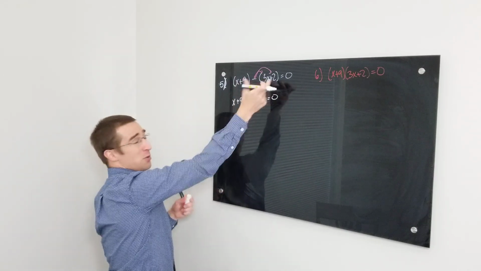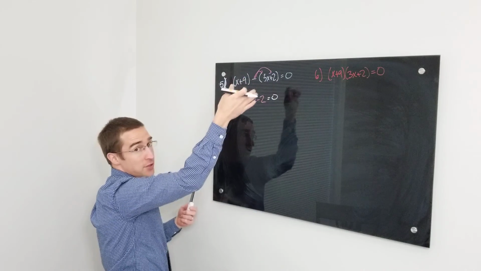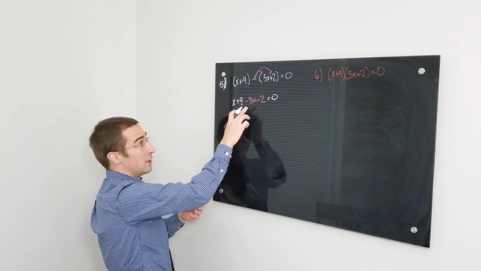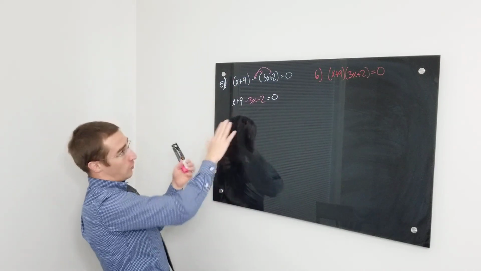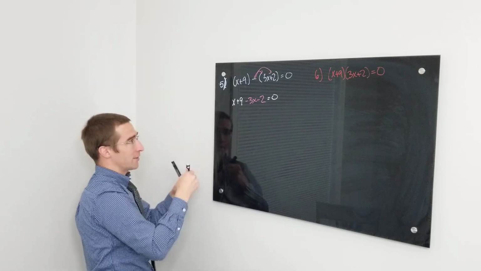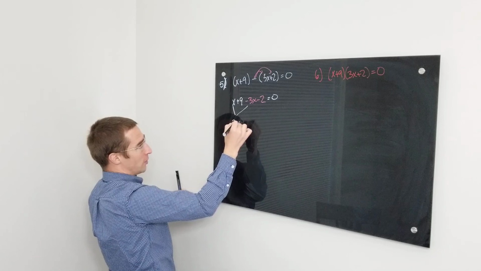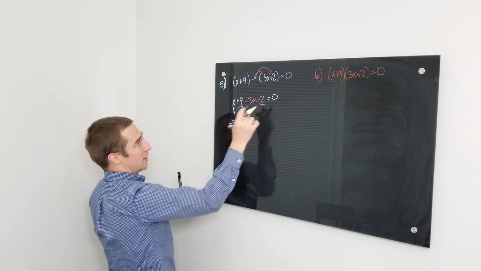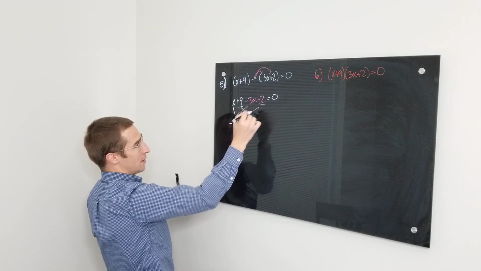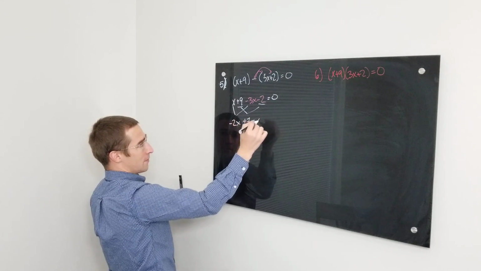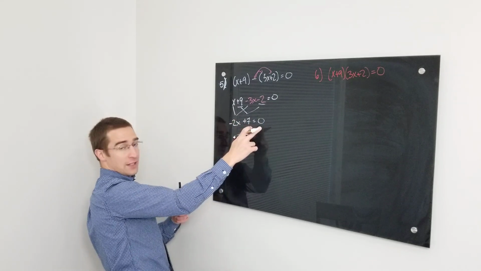If this was a plus, we would just keep those. It would just be like plus 3x plus 2. Because it's a minus, we distribute that negative. So now, look, it's an x and a minus 3x. We can combine those. We have 1 minus 3 is negative 2x. And then I have 9 minus 2, that's 7. So negative 2x plus 7 equals 0.